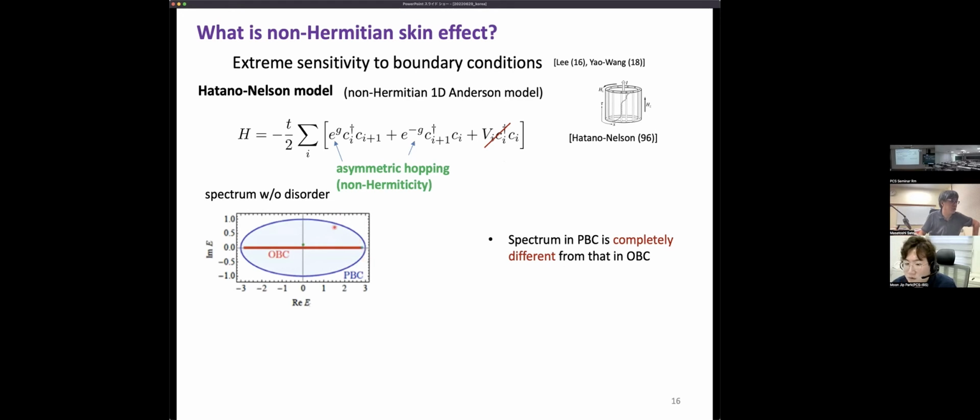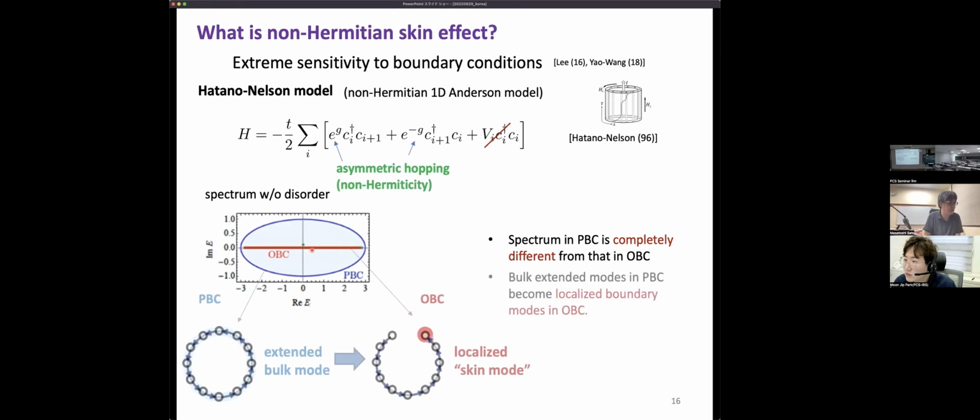And here I show the spectrum under the periodic boundary condition and the open boundary condition. As you can see, the spectrum in the periodic boundary condition is very different from that in the open boundary condition. This blue line is the spectrum under the periodic boundary condition. This red one is the spectrum under the open boundary condition. They are very different. This phenomenon never happens in Hermitian systems.